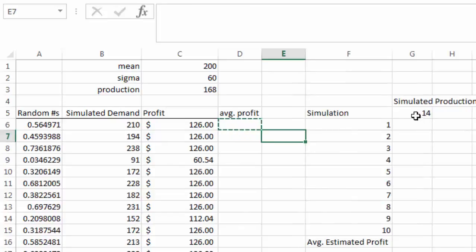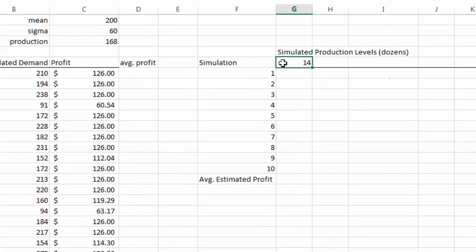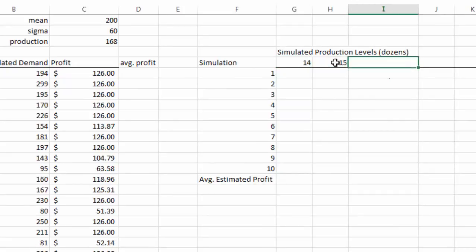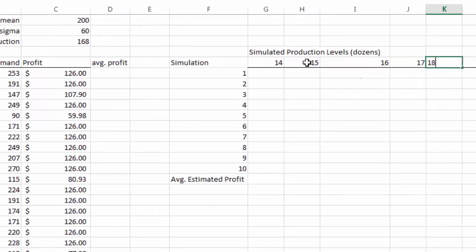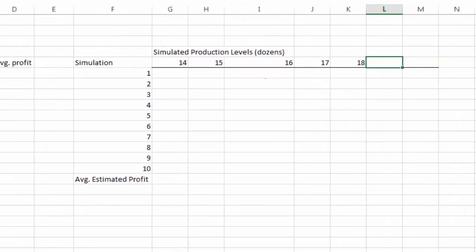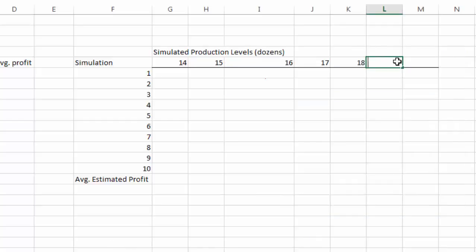Okay, so I've set up this little table here. And what I'm going to do is run the simulation 10 times at a level of 14 dozen and see what average profits are, and then I'm going to average the averages. And I'm going to do the same thing for 15 dozen. Then I'm going to do the same thing for 16 dozen, 17 dozen, 18 dozen. Let's see, 18 dozen. That's 216. Yeah, let's maybe do 19 and 20 dozen.